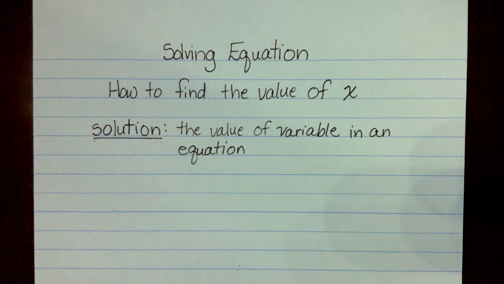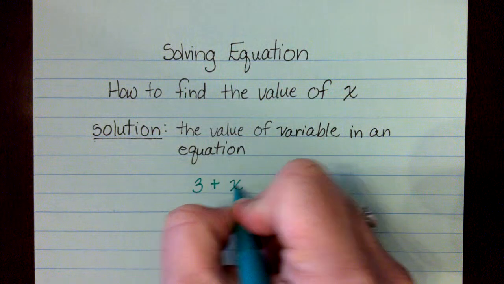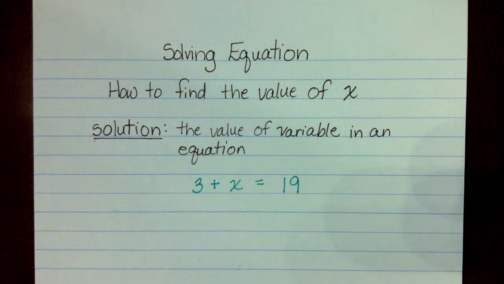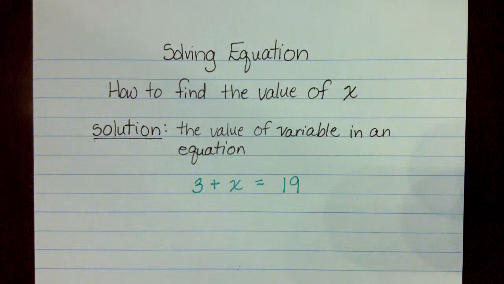So for example, let's say we have an equation 3 plus x equals 19. The solution would be the value of x once we find it. I'm going to show you a couple different ways that you can work to solve this problem. The first way is called guess and check.